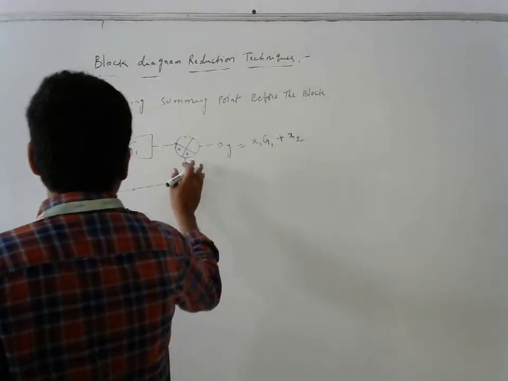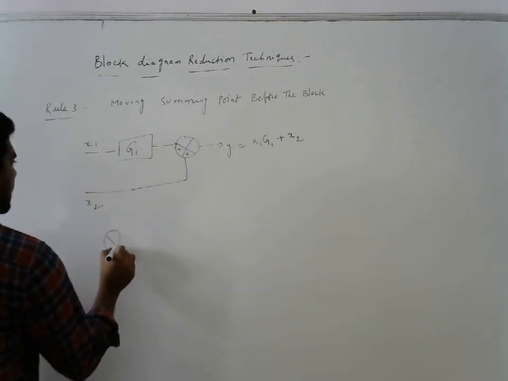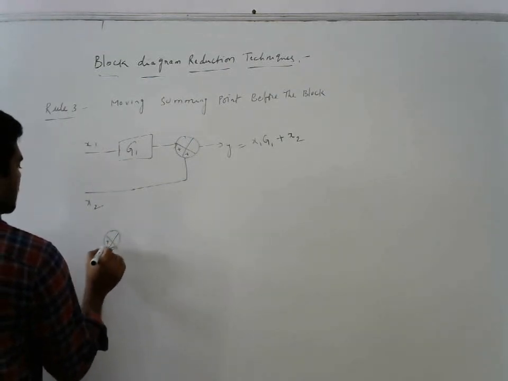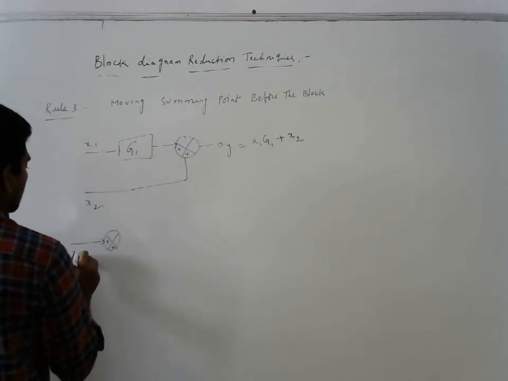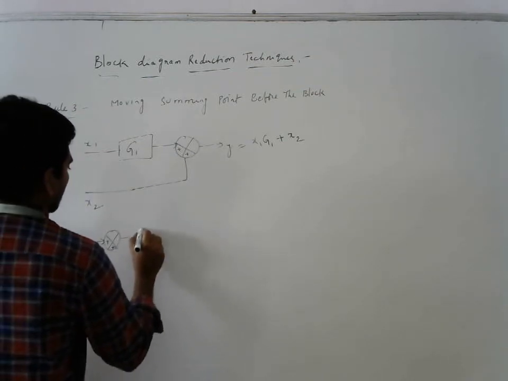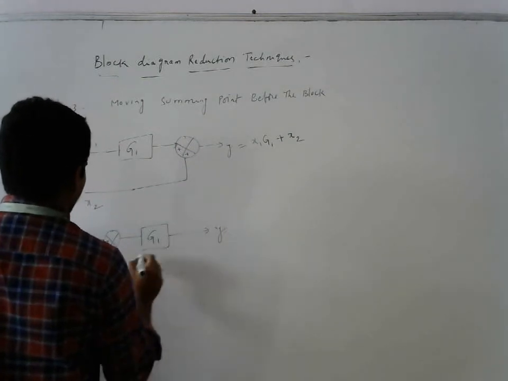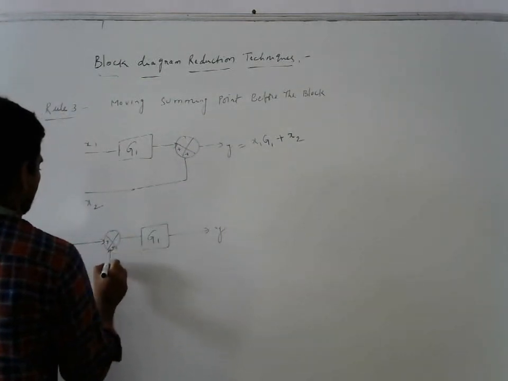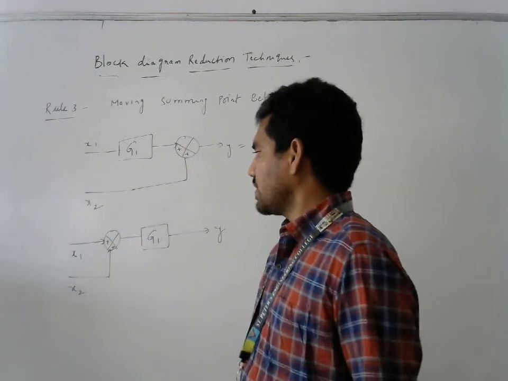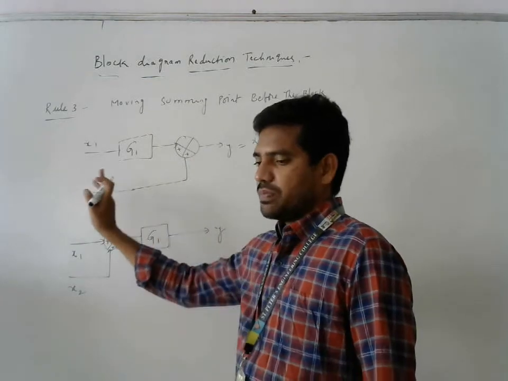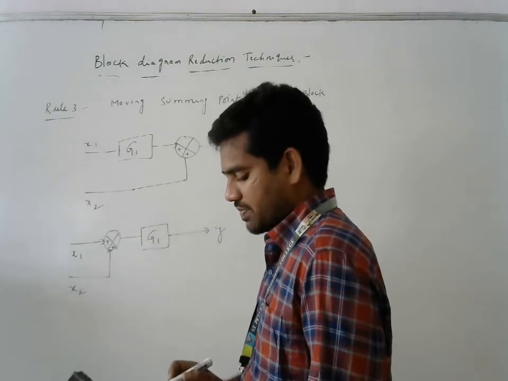Now how are we going to do it? I am just changing the summing point to before the block. What are we going to get? X1, then G1, and this is our Y. This is our X2. This is what we are doing: I take the summing point out to before the block.